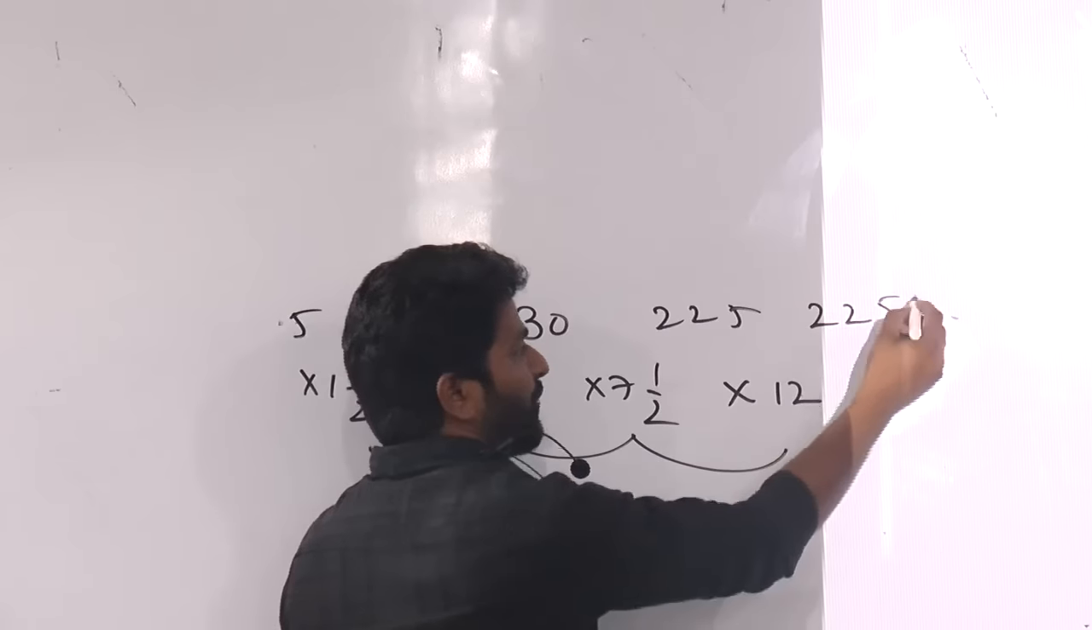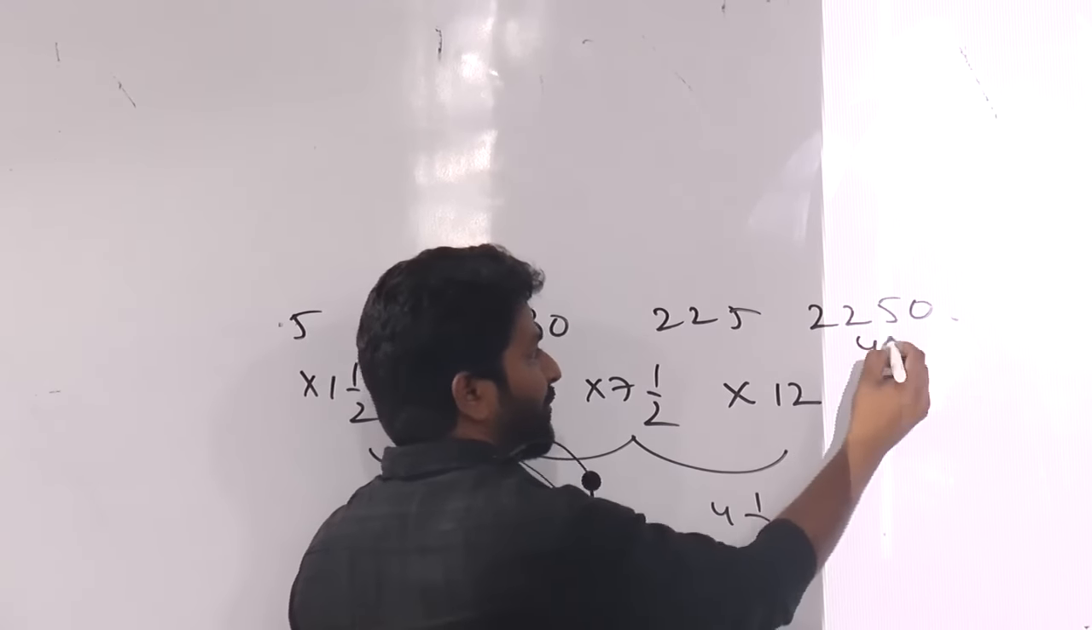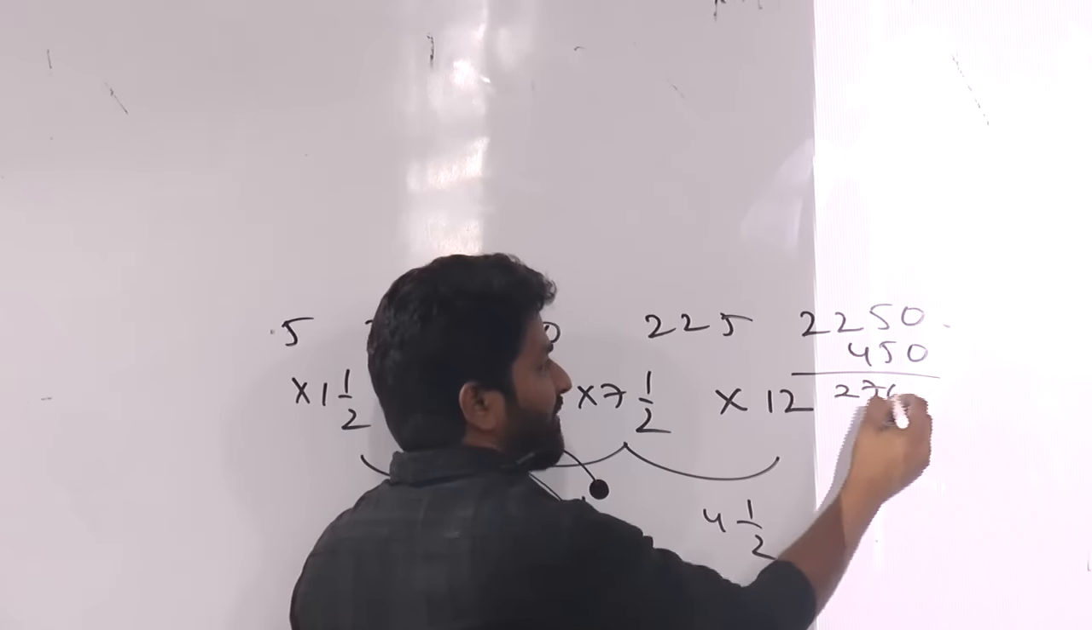10 times is 2250. 2 times of this number is 450. 2700.